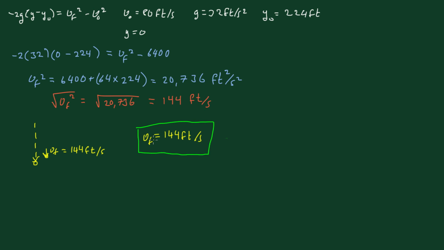Now, if we wanted to be strict, we can say that v sub f is equal to negative 144 feet per second, because the negative sign means that the stone is traveling downwards. So technically, v sub f, the final velocity of the stone, is negative 144 feet per second. However, since the problem asks us to find the speed at which it strikes the ground, remember the speed is the magnitude of the velocity, so we don't really care about the negative sign here. The speed with which the stone strikes the ground is 144 feet per second.